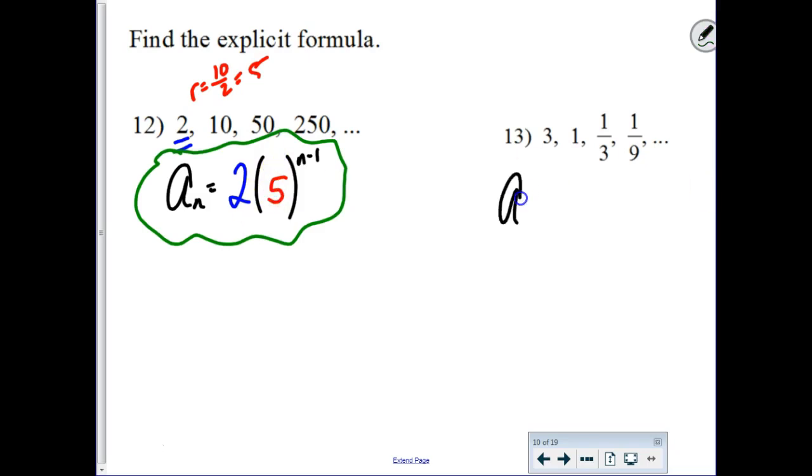Same idea here. Explicit formula says start with your first term, which is a 3. And then we're going to multiply that by the common ratio to the n minus 1 power. So figure out your common ratio by taking the second term divided by the first term. Well, that's not too bad. So 1/3.